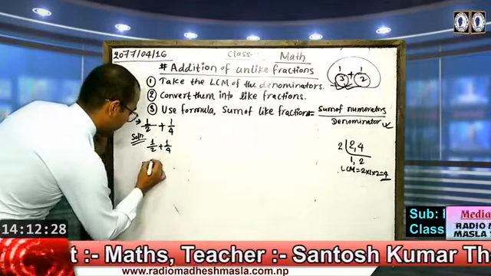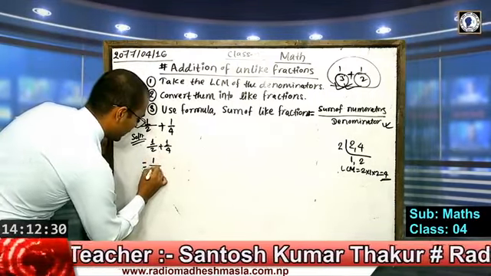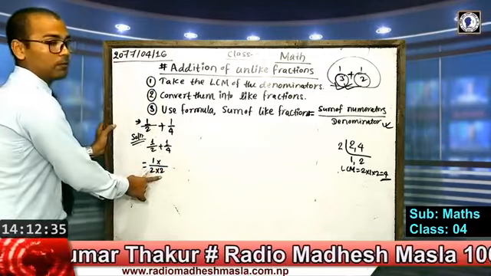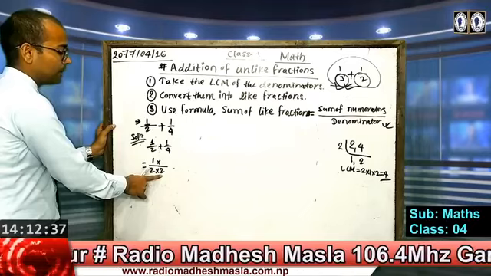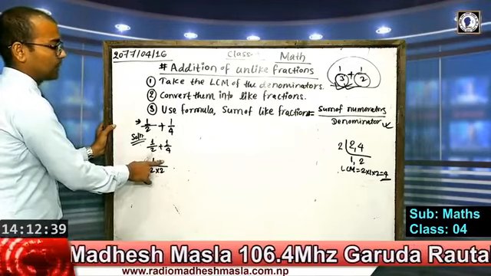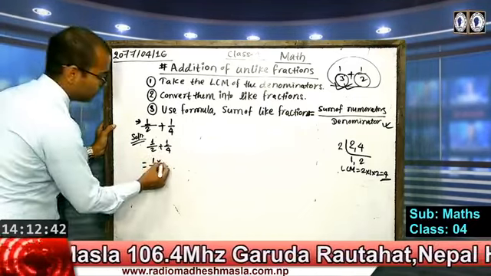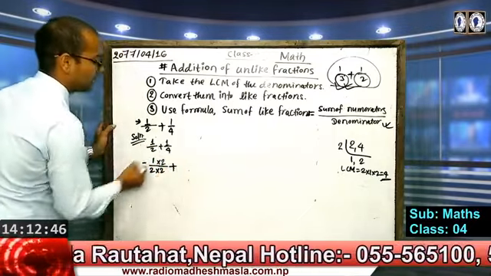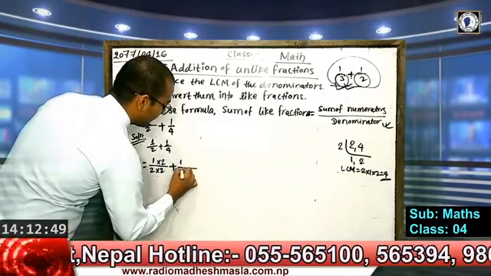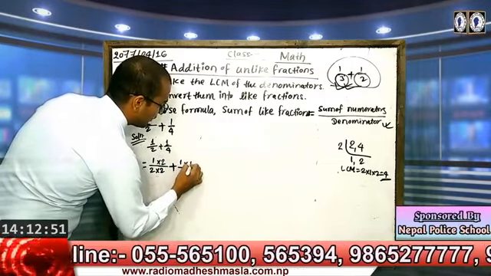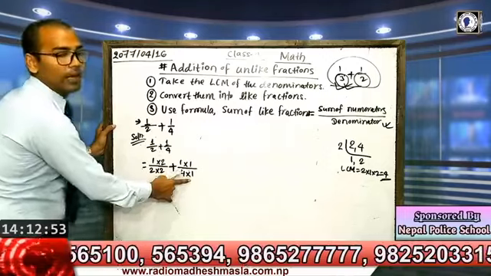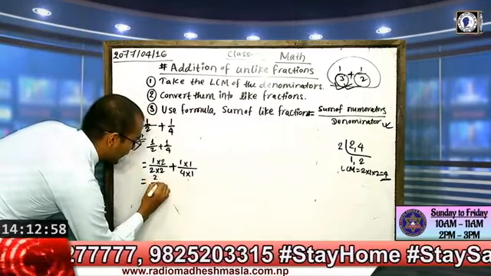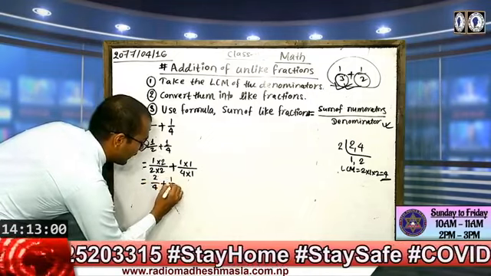Here we have 2. When we multiply 2 by 2, we get 4. In the same way, when we multiply the denominator, we should also multiply the numerator, so the numerator should also be multiplied by 2. Then there is the plus, and we have 1 by 4, which should be multiplied by 1 to get 4 as the denominator. Then we get 2 by 4 plus 1 by 4.